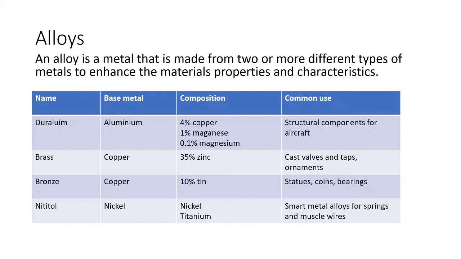Okay, duralium. This is why I said it's important to make sure it's two or more metals, not just two. You've got copper, magnesium, manganese, and then aluminium. That gives you duralium, which is very, very, very strong. And then nitinol, and yes, I know there's a spelling mistake there. There should be an N there.